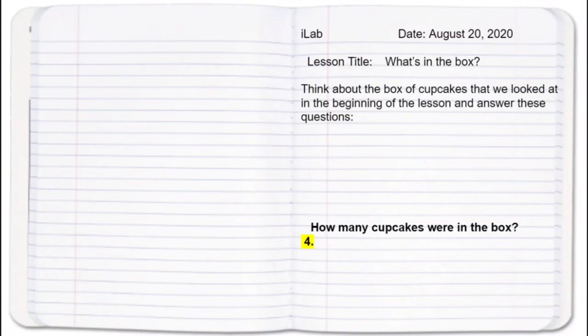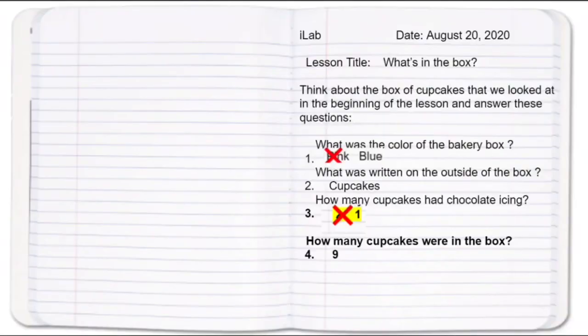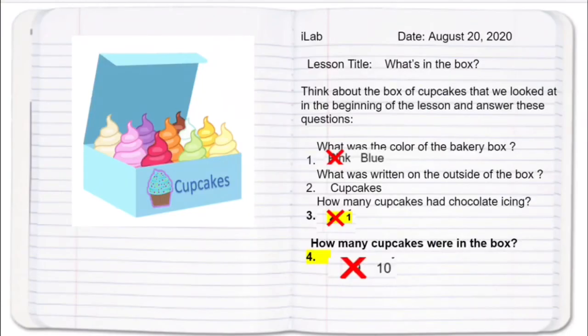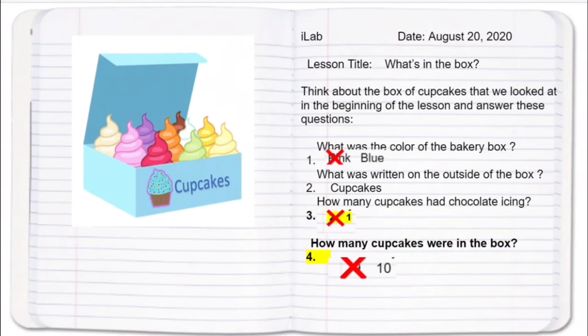All right, question number 4. How many cupcakes were in the box? I put that there were 9. It looked like there were 3 in each row from what I remember. Am I right? Oh no. Where did that 1 in the back row sneak in? There are 10. Let's count them. 1, 2, 3, 4, 5, 6, 7, 8, 9, 10. Because on the 3rd row, there's 4 cupcakes instead of 3.